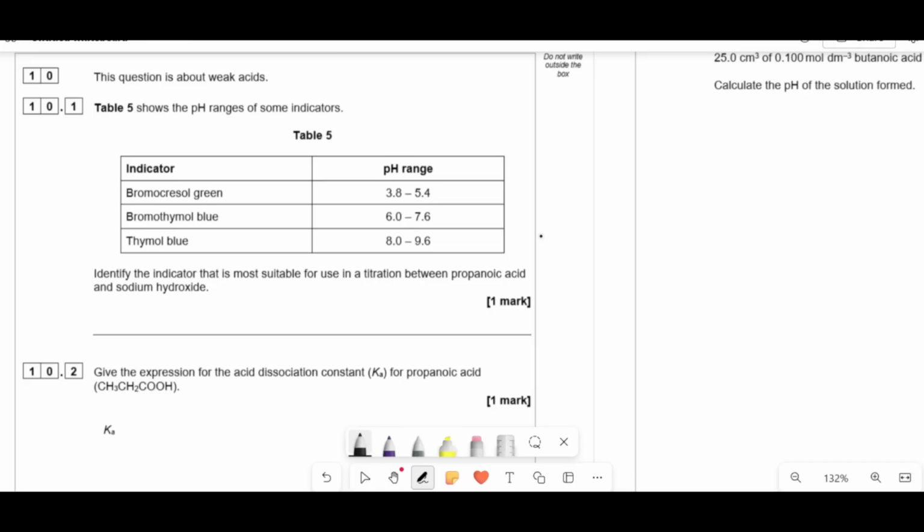Okay, so this question is about weak acids. Here are the pH ranges of some indicators. Identify the one that's best suited for propanoic acid and sodium hydroxide. For some reason, people said bromothymol blue, the most common one, incorrectly. What's going on? You can't just look at it and say, yeah, I know this, I'm the goat. Where's the thought process? Quickly think of a pH curve in your head. Just do a quick sketch of a pH curve.